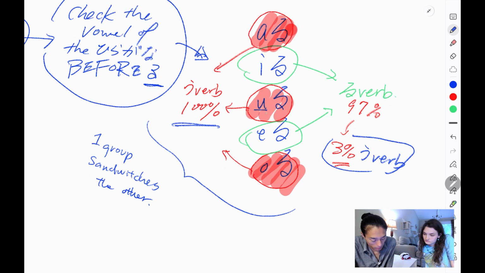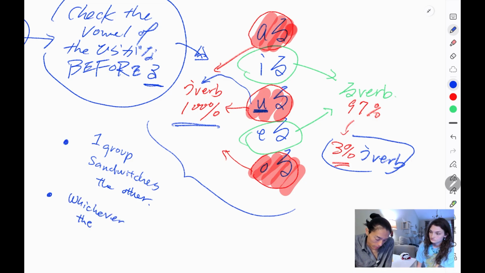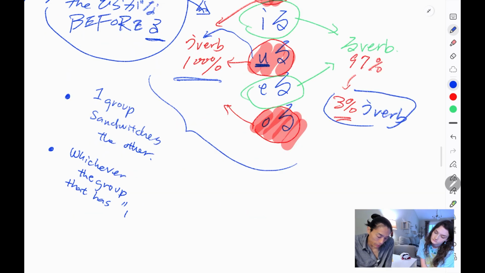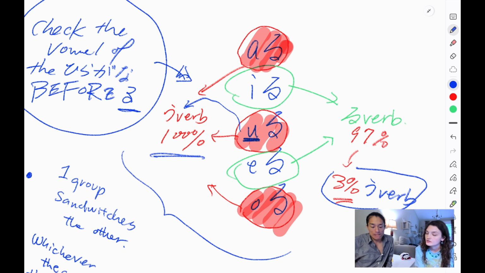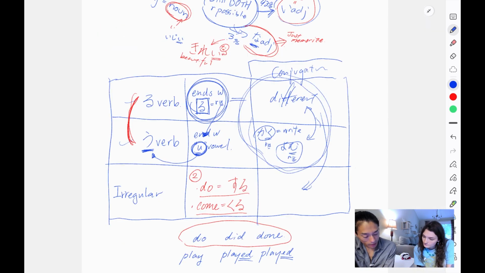Second fact to remember is the group that has u-ru is u verb. Does it make sense? Because u verb, that's 100%. Same with a and o, also 100%. With that, that's u verb, right? And then irregular verbs. We just have to memorize the irregular stuff.